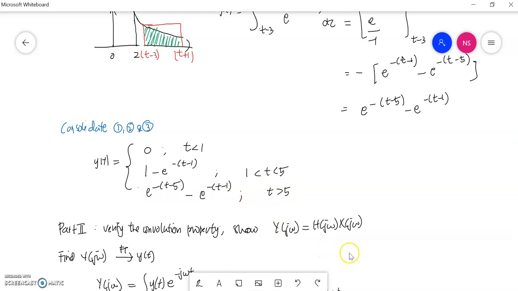So I'll stop here and we'll continue in the next video for part 2, where we verify the convolution property by showing that our Fourier transform Y(j omega) is indeed equal to the Fourier transform of h multiplied with the Fourier transform of x.